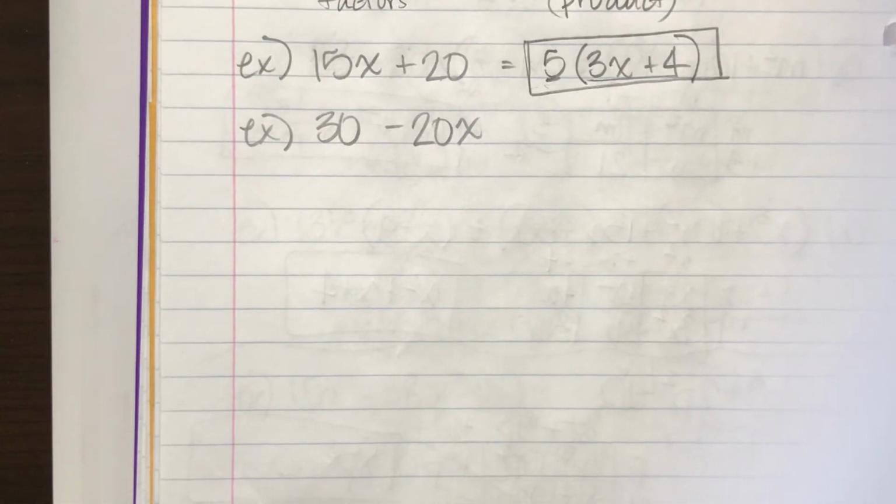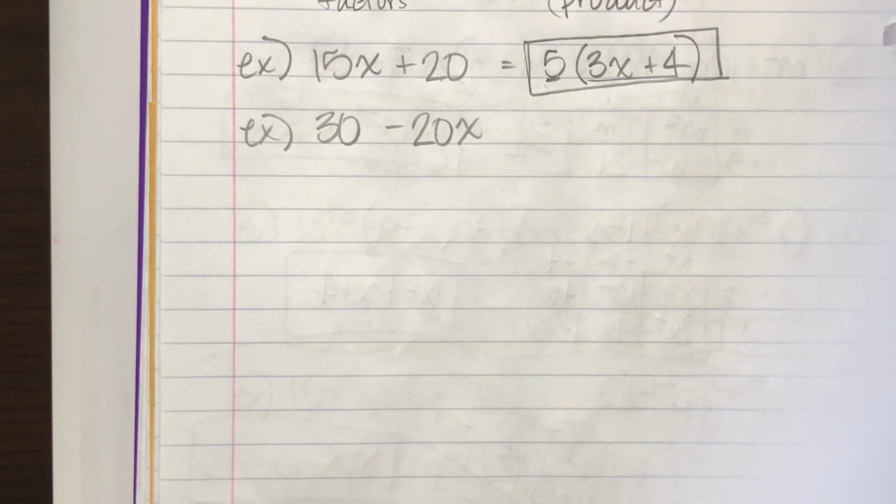So I end up with 30 minus 20x is what I need to make. I need a question that would distribute to make 30 minus 20x. I want you to try and come up with at least two answers for this one. See if you can write two problems that would both multiply together to make 30 minus 20x. Two different answers, like two different problems.